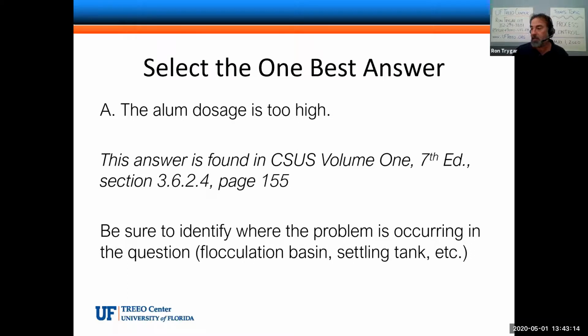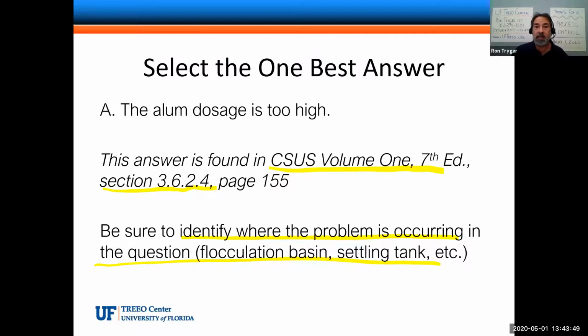The answer is found in California State University's Volume 1, the 7th edition, and it's section 3.6.2.4 on page 155. And when you're looking at questions like this, be sure to identify where the problem is occurring and that you recognize that. When you get to that reference and you start looking this stuff up, you're going to see where it says, this is the observation coming out of the coagulation flash mixing basin, or this is the observation and what it should look like out of the flocculation basin.